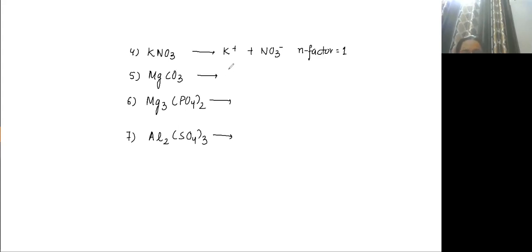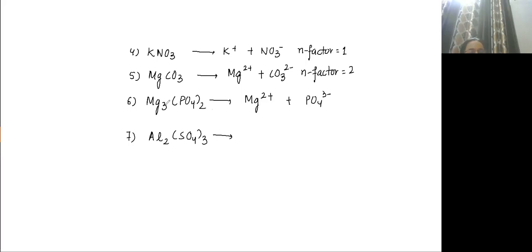So magnesium will be 2 plus. Carbonate is CO3 2 minus. So what will be N factor? N factor is 2. Now in this, just cross multiply by the charges. This is 2, this is 3. So it will be Mg 2 plus PO4 3 minus.